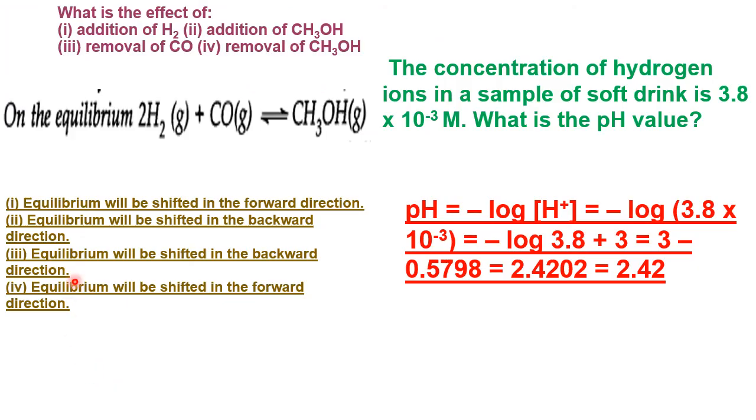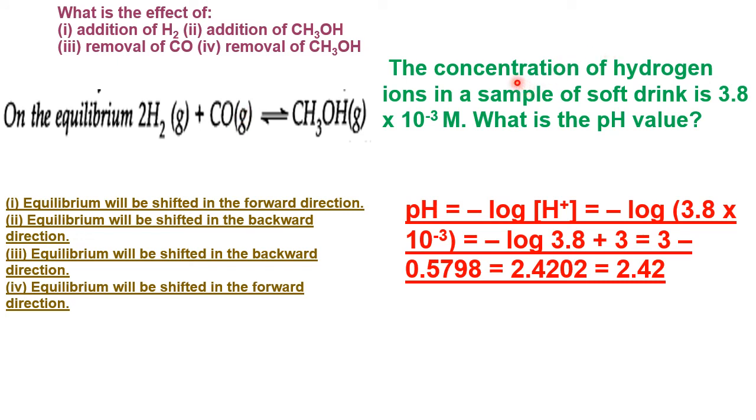Now, what is the effect of addition of H2 and all these on this reaction? Okay, let us see H2, CO. When you add H2, reactants are more, so shift towards the forward. Addition of CH3OH. If you add CH3OH, products are becoming more, shift towards the reverse or backward. Okay. Removal of CO. When you remove CO, now to make CO, again the reaction shifts towards the backward or the reverse. Removal of CH3OH. When you remove, again forward. So all these are strictly according to Le Chatelier's principle.